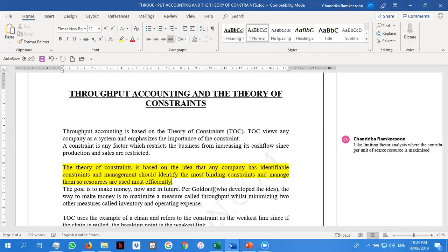For Goldratt, who developed the idea, the way to make money is to maximize a measure called throughput, whilst minimizing two other measures called inventory and operating expenses. Now we're getting into this term called throughput. And of course, I'll show you what that is shortly, and I'll explain what inventory and operating expenses are as well.